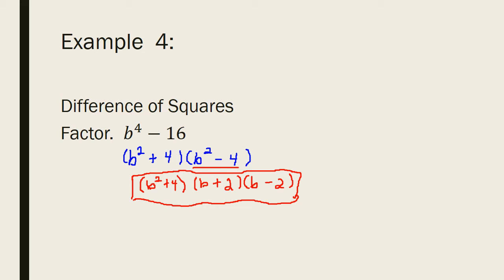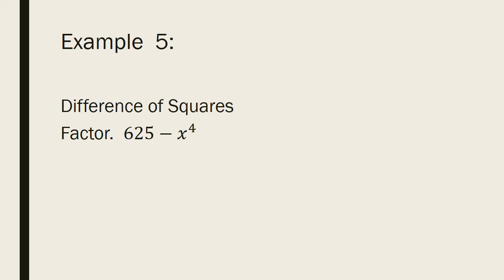Okay, let's look at example 5 now. Example 5, we've got 625, which is a perfect square, minus x to the fourth, which remember, since it has an even exponent, it is a perfect square. So let's go ahead and do our two sets of parentheses. The square root of 625 is 25. One gets a plus, the other one gets a minus. The square root of x to the fourth is x to the second.